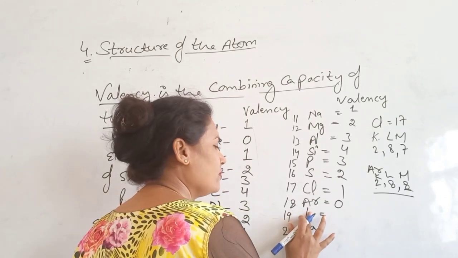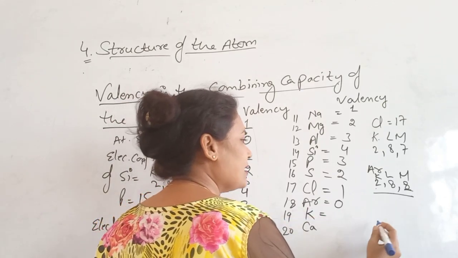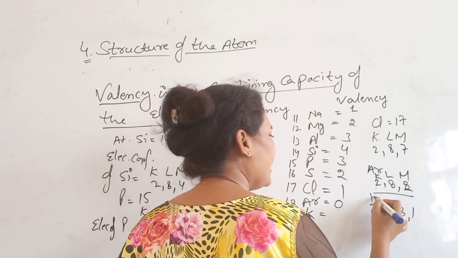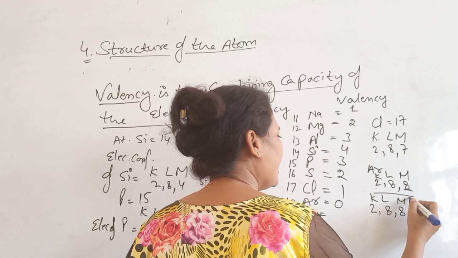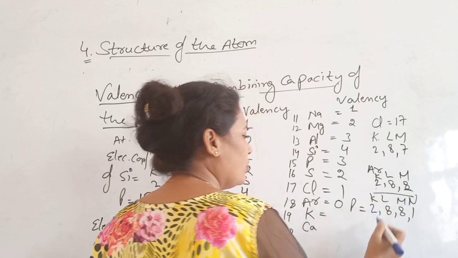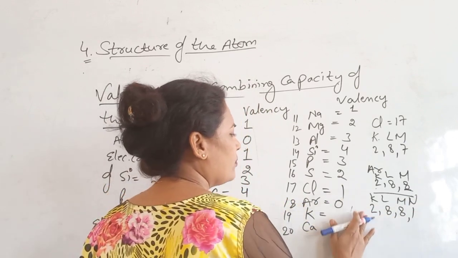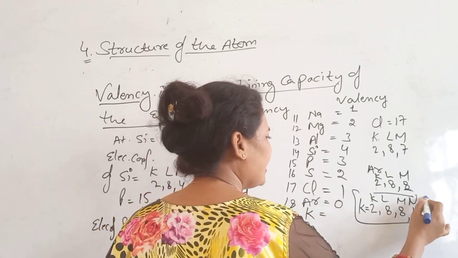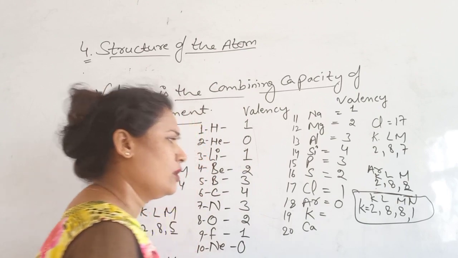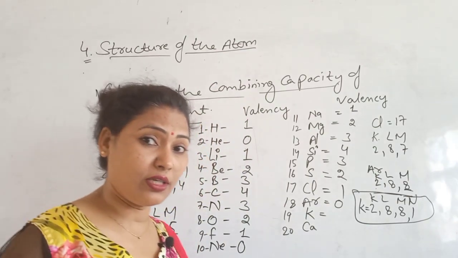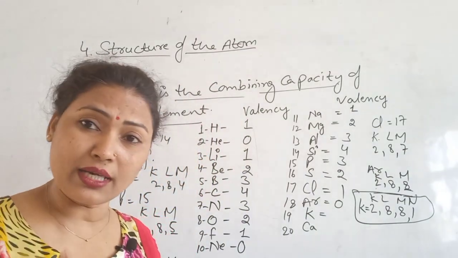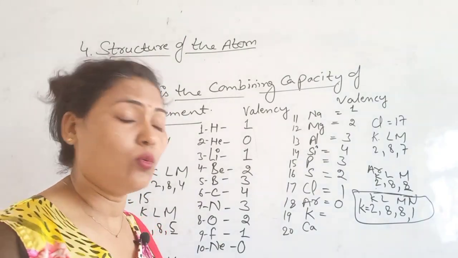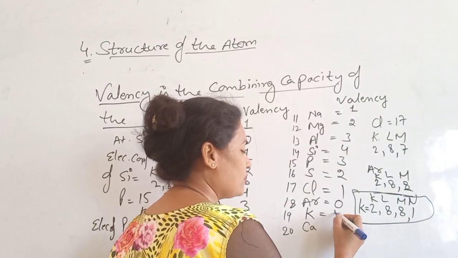Now potassium. Potassium has electronic configuration 2, 8, 8, 1, in K, L, M, N shells. So its outermost orbit contains 1 electron. It means it can lose 1 electron. So its valency is 1. You can write its valency is 1.